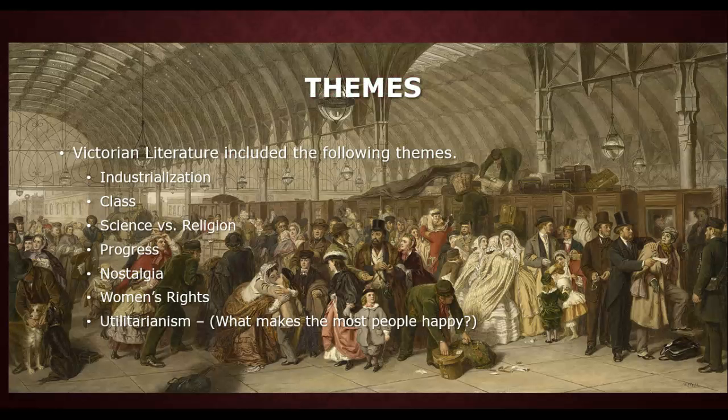So, themes of the day, and this is important. Victorian literature included the following themes: industrialization, class, science versus religion, progress, nostalgia, women's rights, utilitarianism. And that's what makes the most people happy.